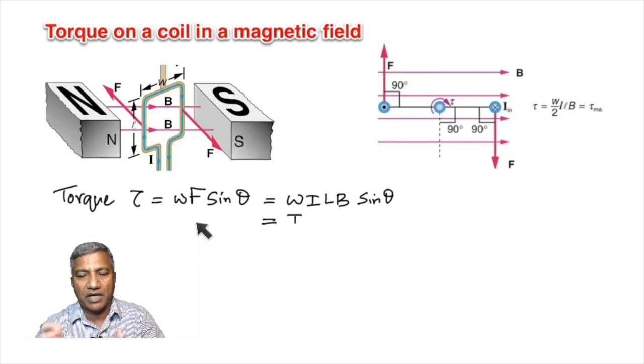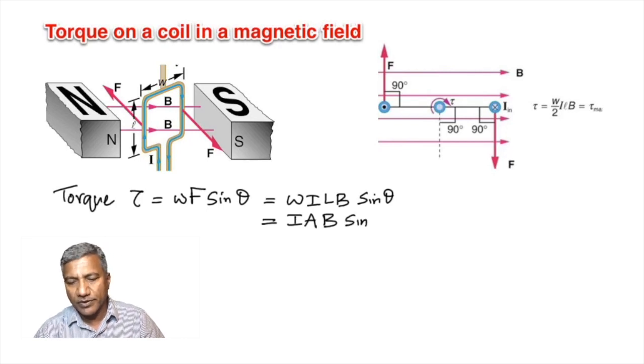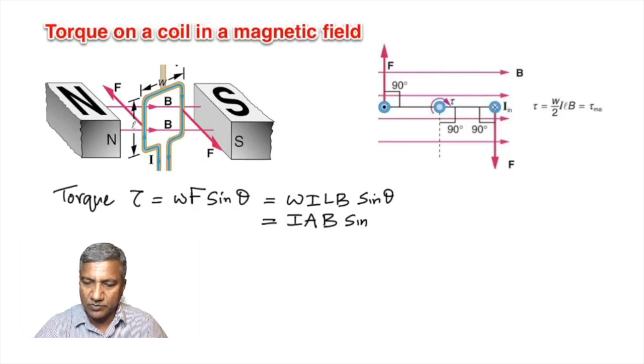So torque is by definition the distance between the forces times one of the forces times sine of the angle. In this case, the angle is 90, and we know that the force is given by ILB, right? ILB, and that's how the sine theta comes in. So I should have just omitted the sine theta here. Let me correct that right now.